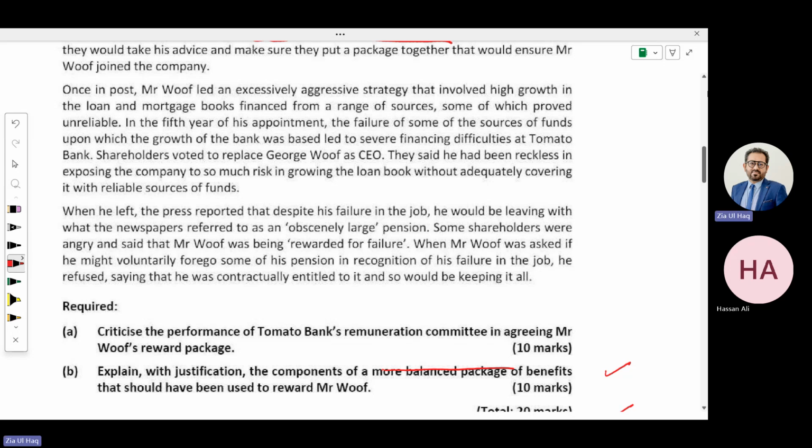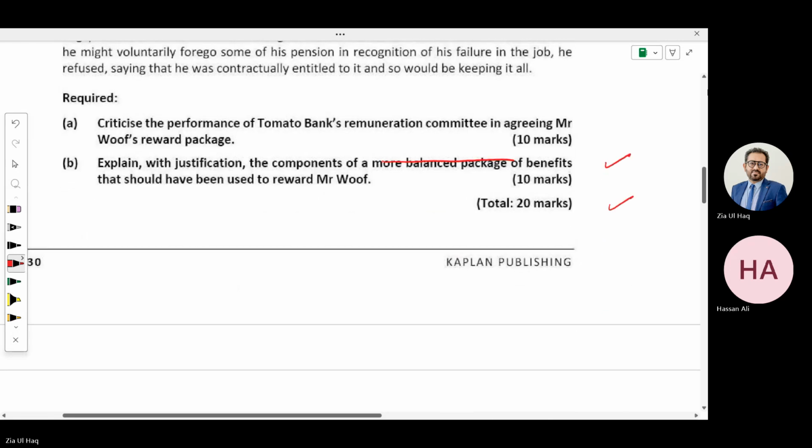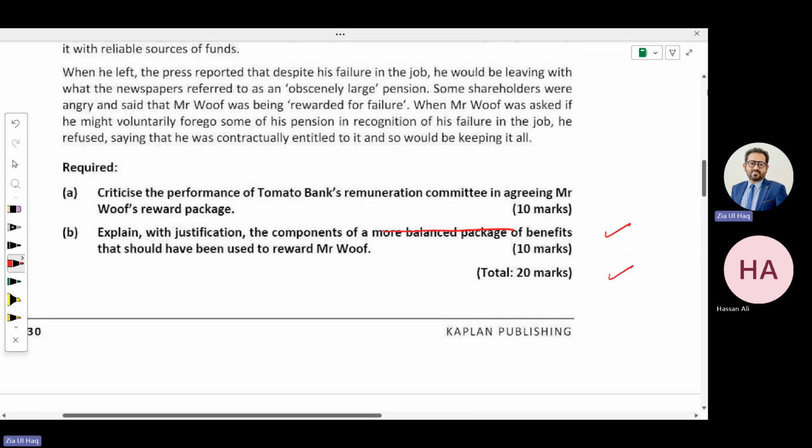He didn't refuse to receive that pension despite company is in financial difficulties, but he took his pension because his was contractual right to receive that. So requirement A for 10 marks, done. Requirement B for 10 marks. Explain with justification the components of more balanced package of benefit that should have been used to reward Mr. Wolf.